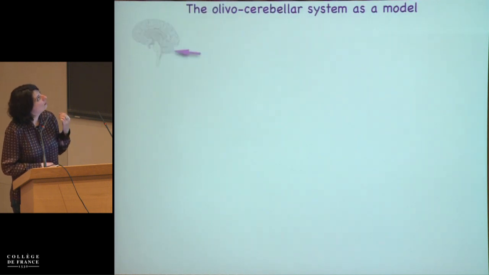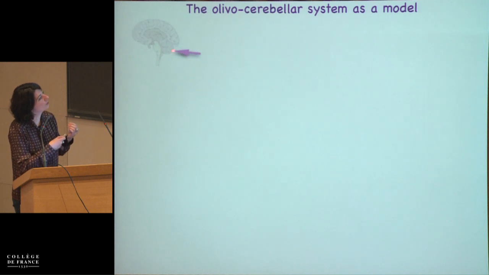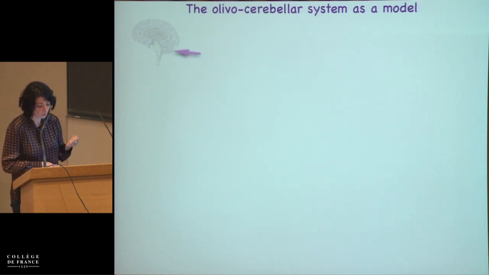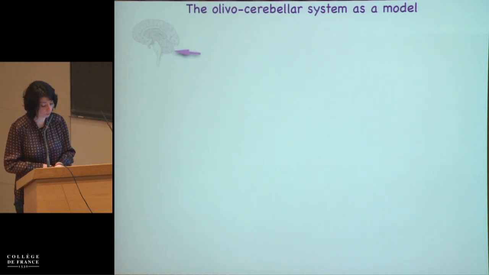So in our lab, we are using the olivocerebellar system as a model. So the cerebellum is this structure which is in the back of our brain. What is the cerebellum for? I'd like to illustrate what it does with this video.